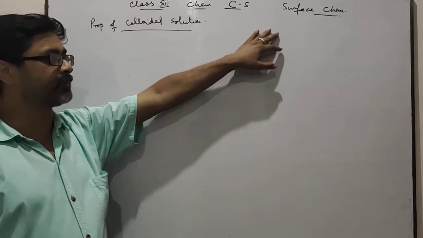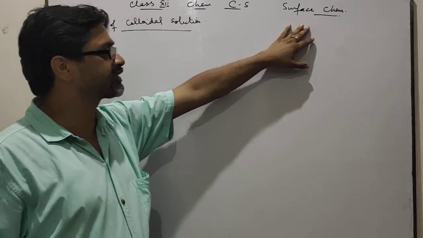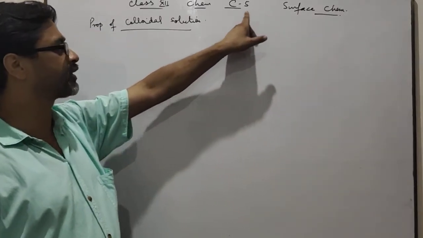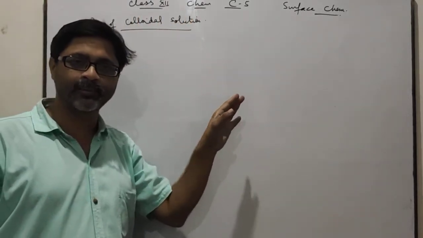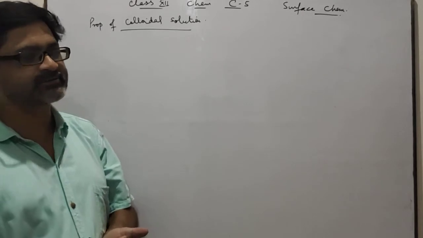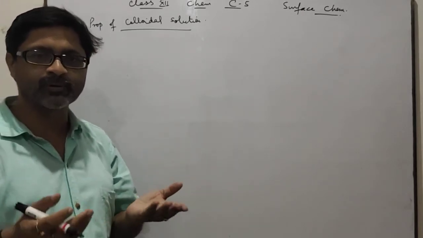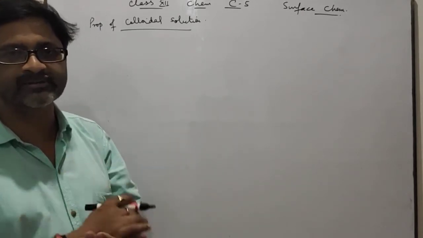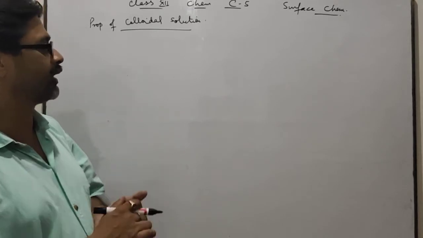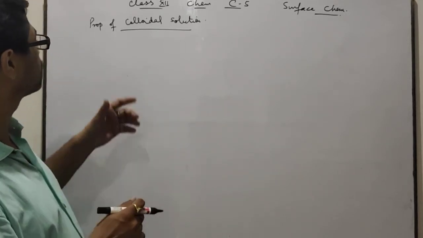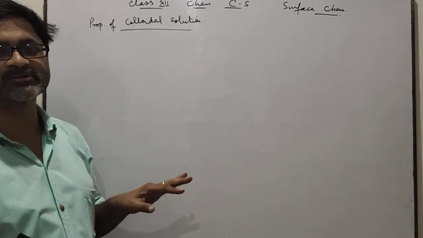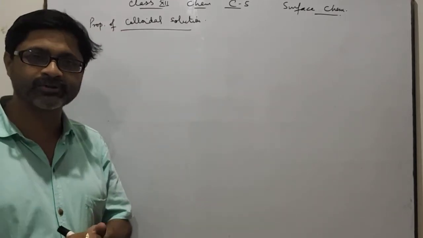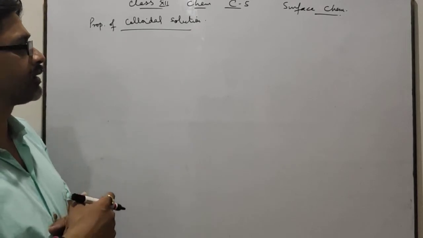I am going to discuss surface chemistry, the fifth chapter of your chemistry course. In this chapter, I have already discussed various topics: what are colloids, what are crystalloids, how many types of colloids are found, and so on. Now, I am going to discuss the properties of colloidal solutions. What are the properties shown by colloidal solutions?